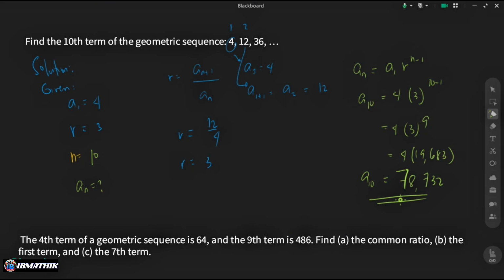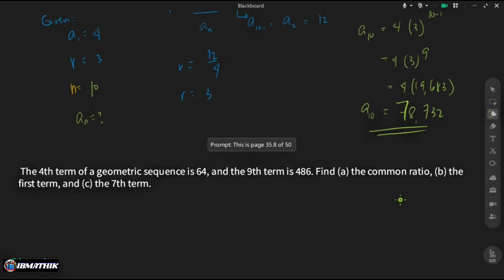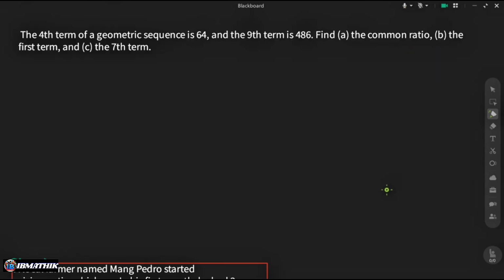Next example. The fourth term of a geometric sequence is 64, and the ninth term is 486. We need to find the common ratio, the first term and the seventh term. Let's proceed. So this is the solution.